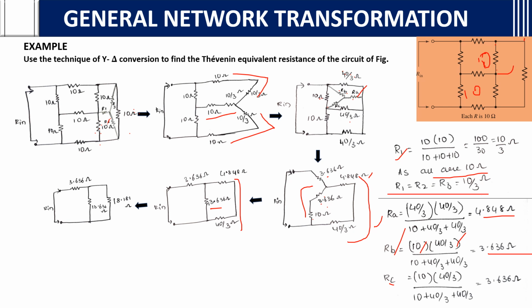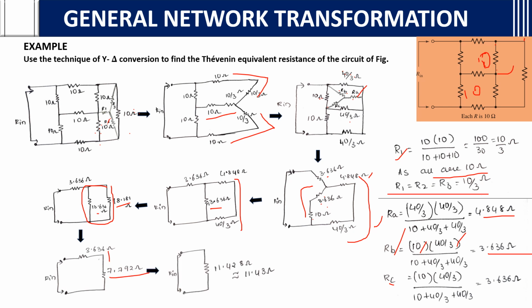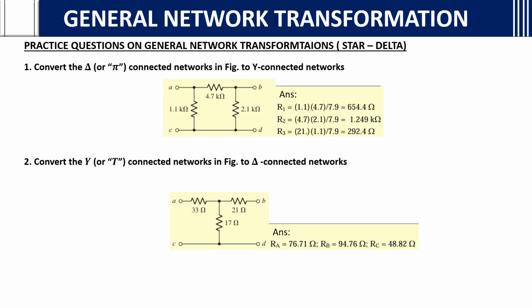If you see these two are in parallel, you know, taking the product of these two divided by the sum of these two, you will get the value. Again, if you see these two are in series, add up, then you will get 11.428, nothing but 11.43 as equivalent resistance. The equivalent resistance is 11.43.